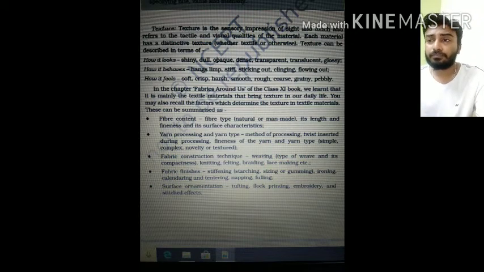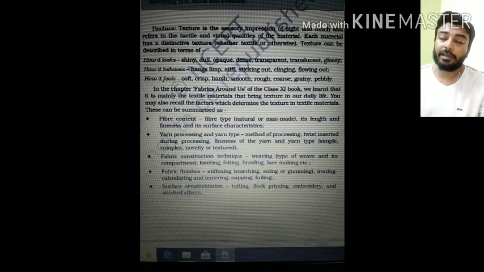Now, the factors which determine the texture in textile materials are given here. The first one is fiber content. The fiber type, whether it is natural or man-made, is described like this. That is, what kind of fiber is used in a fabric.